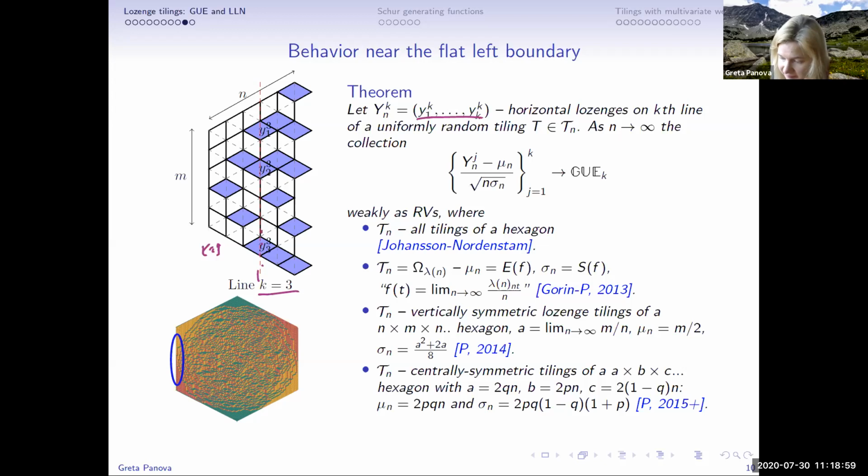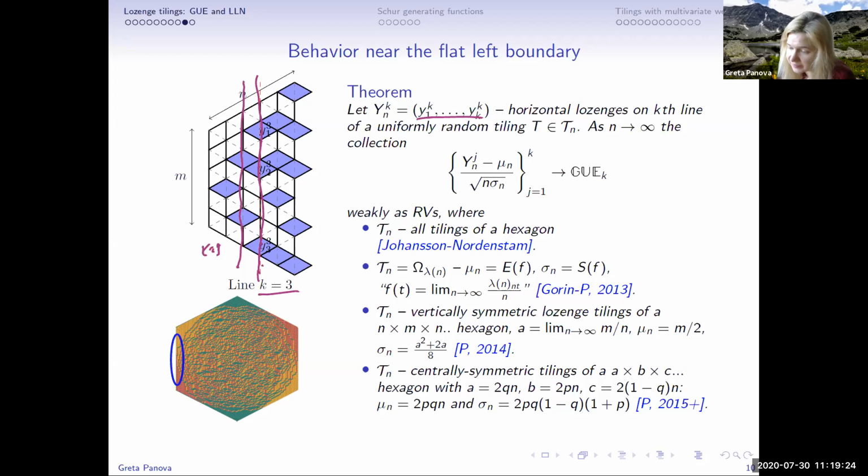and then k equals 2 is over here, and then we have k equals 3, and we are going to look at the positions of the horizontal lozenges on that line. They are going to be k horizontal lozenges. As we already saw, because of the combinatorics of the model, they are going to be interlacing.